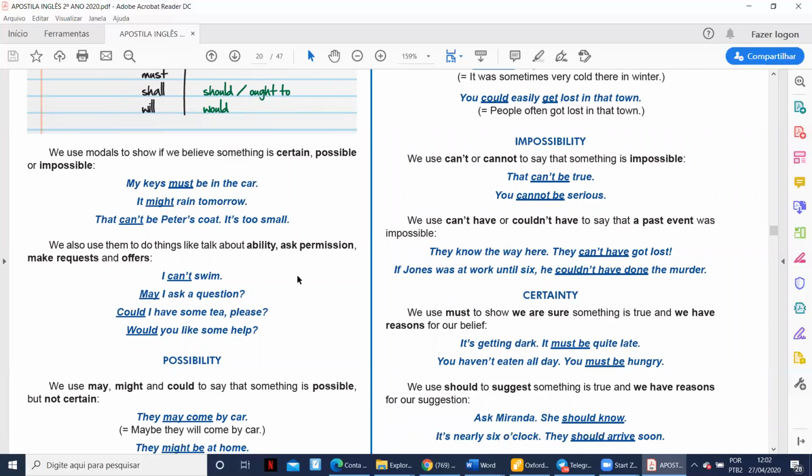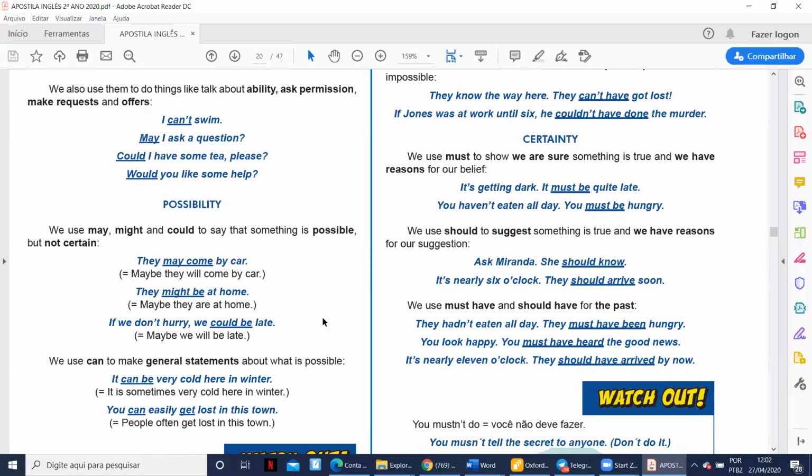Okay? Well, we also use modal verbs to do things like talk about ability, as I said, behaviors, yeah? Asking for permission, making requests or offers, yeah? And then you have some examples here of modal verbs in questions. Something important to point out is that when I ask a question, I usually invert the position of the modal verb. For example, look at this last question here.